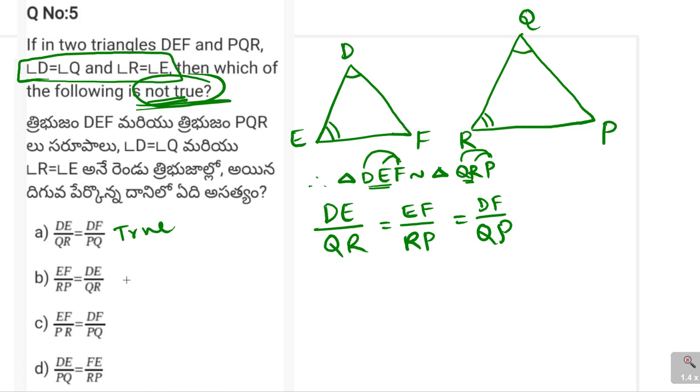Second one, EF by RP equal to DE by QR. So this is also true. Then EF by PR equal to DF by PQ. Yeah, this is also true. The only option which is not true is D. You see, DE by PQ. We don't have DE by PQ. DE by QR we have. So this is the false option. So that means we need to find out which is not true. So the correct answer is D. Let's go to the next problem.